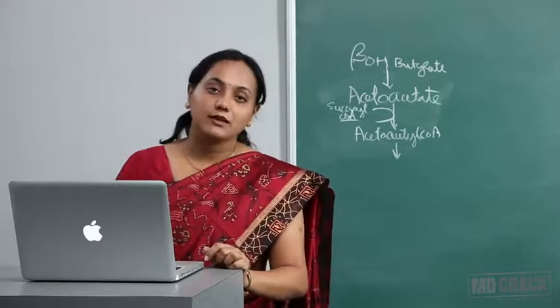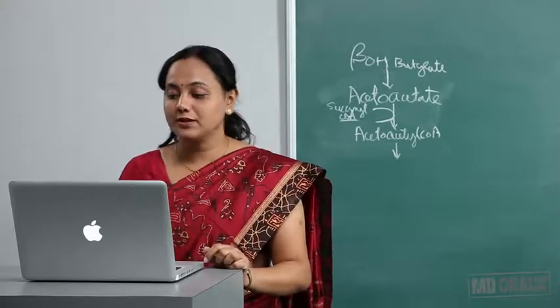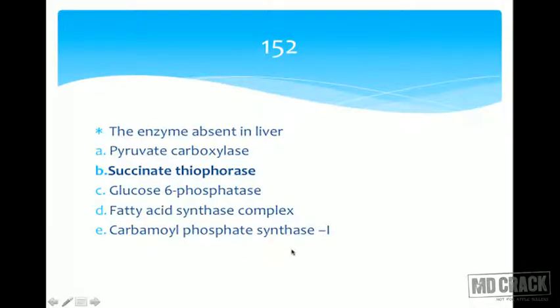Fatty acid synthase, naturally de novo synthesis is taking place in the liver. Carbamoyl phosphate synthase 1 is related to the urea cycle, and thereby it is definitely happening in the liver, which is the site for the synthesis of urea. So other than succinate thiophorase. Let's go to the next question.